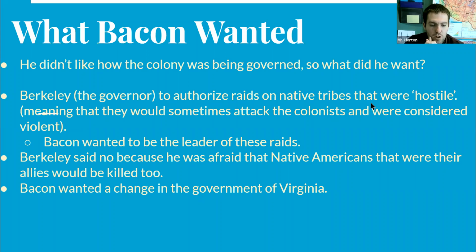So Berkeley did not really give into Bacon's request because he didn't want to betray his Native American allies. So he was afraid of going against the Native Americans because a lot of them were his allies. And if he started to fight against the Native Americans, then maybe his allies would start to leave him and start protecting the Native Americans instead. So that's why Berkeley and Bacon were always going back and forth with each other.